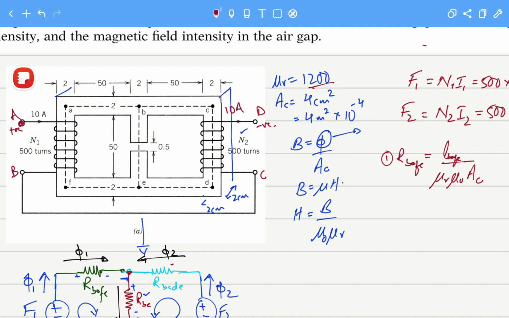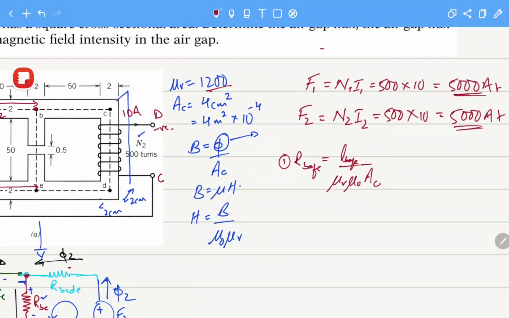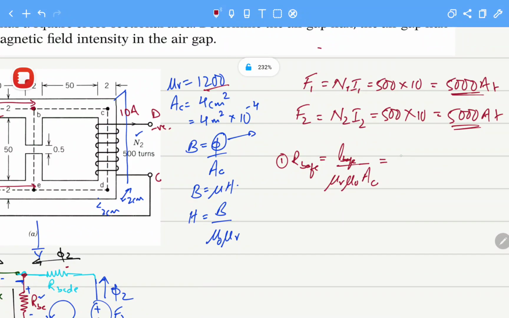So the length will become, basically, the squarish core from this point to this point. The length you should calculate, but I will tell you it is 52. Everybody should be able to ensure why it is 52. This is also 52, and this length is also 52, in centimeters, so there should be no mistake. So what we will do is 3 into 52, because there are three sides, and it is in centimeters, so we have to convert this into meters, divided by mu r.